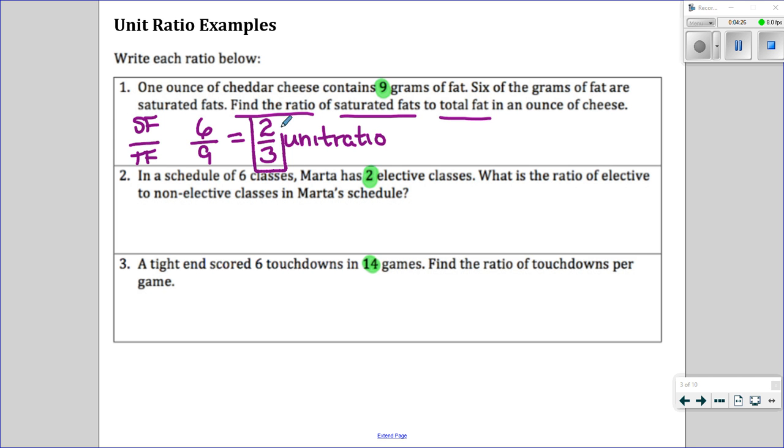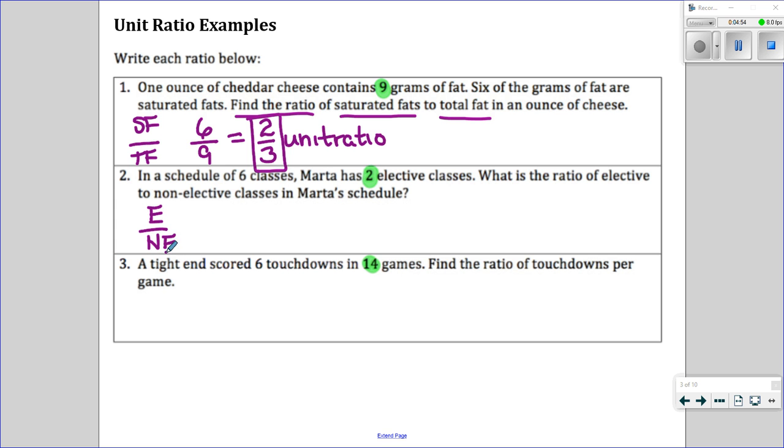So basically that ratio is the fraction that we start off with in order to find our other ratios that are proportional to it. So next one: in a schedule of 6 classes, Martha has 2 elective classes. What is the ratio of elective to non-elective classes in Martha's schedule? So we know that the ratio we're looking for is elective to non-elective.